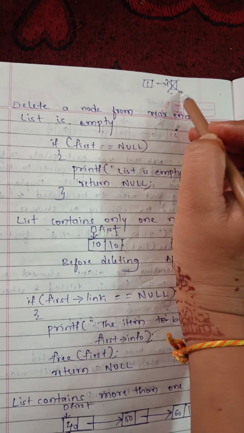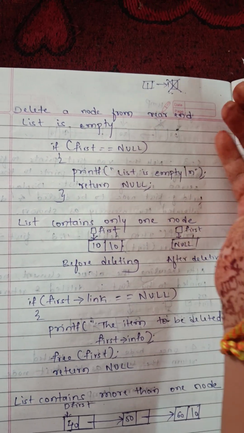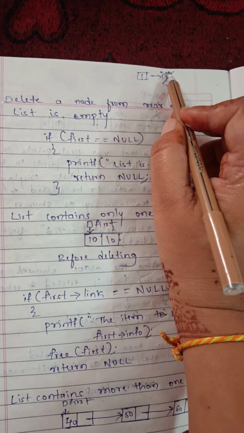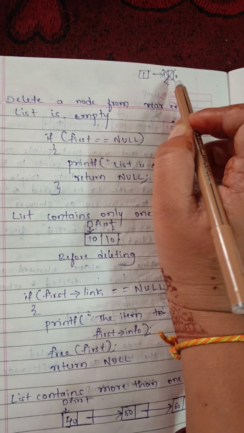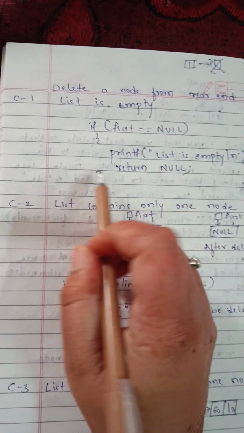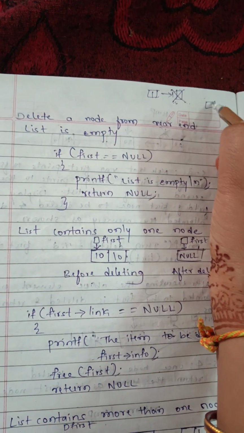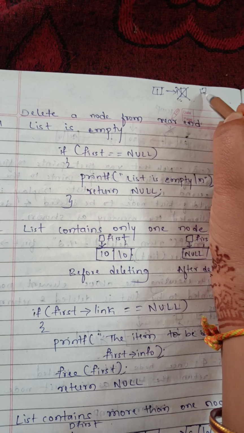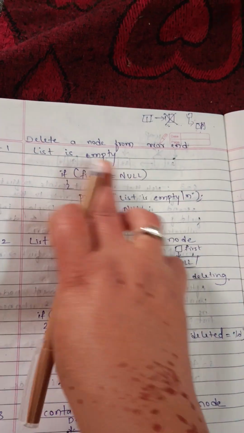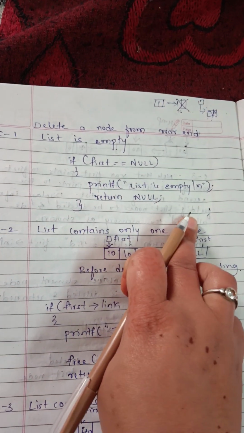Then what are the cases? If the list doesn't exist, same condition: if first equal to null, return the list is empty. Then if the list exists, what do you have to do? Let's see the cases. First case is if the list is empty, that is, first is holding the null. So if first equal to null, the list is empty, return null.